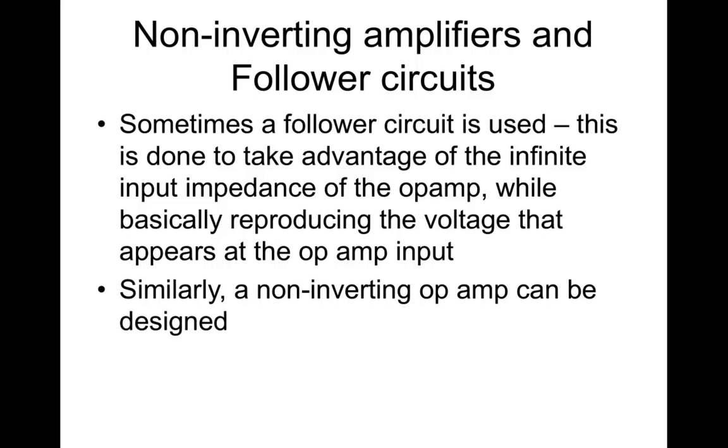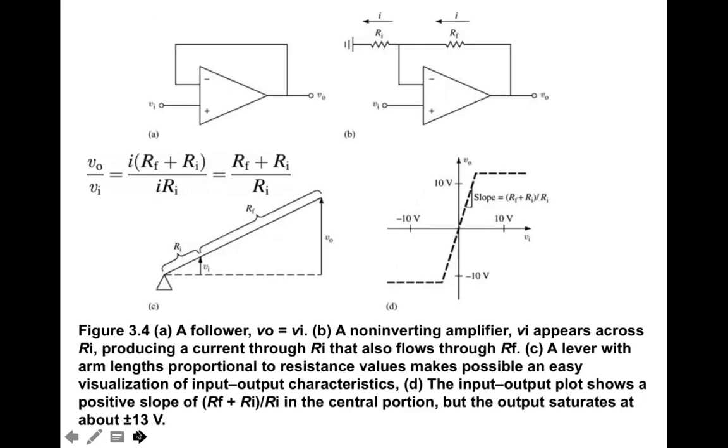Also, sometimes for various reasons, you want to use something called a follower circuit. The follower circuit is done so that you basically aren't trying to amplify the signal, but you might be, for whatever reason, trying to isolate your input from your output. And so you're taking advantage of the infinite input impedance of the op amp, basically reproducing the voltage that appears at the op amp input.